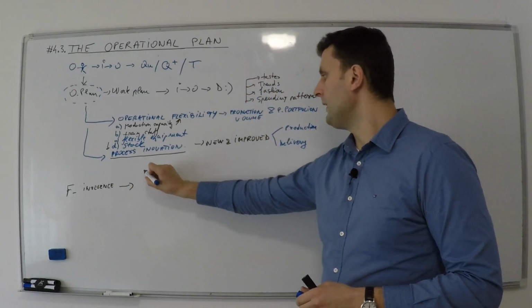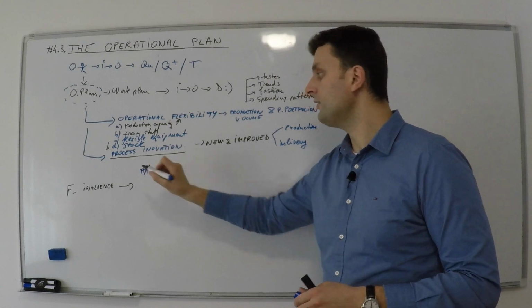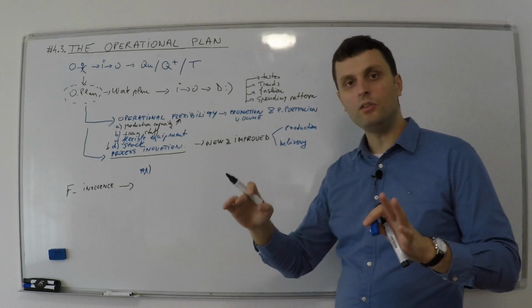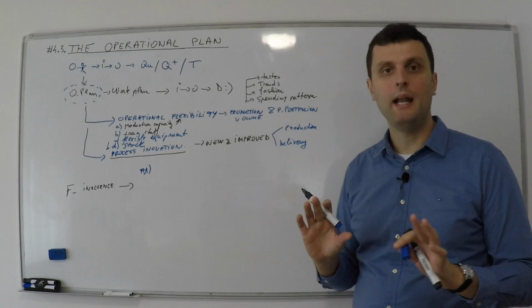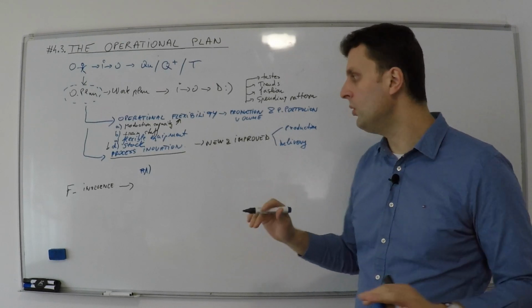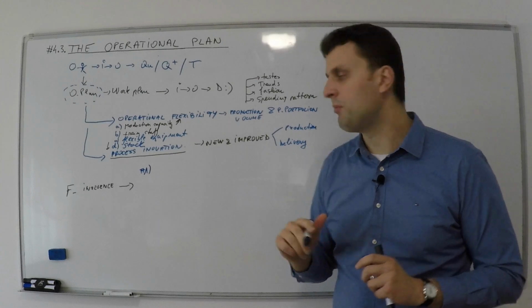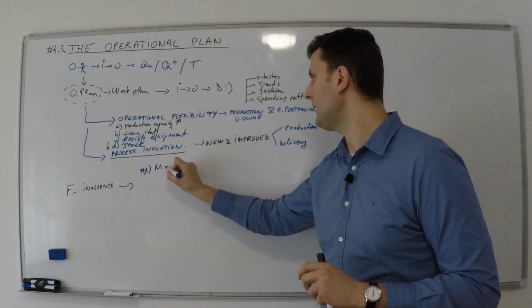Number one is marketing. By the way, this is not a hierarchy. All of these factors that can actually influence our operational plan are equally ranked. So this is just the order that I prefer. So number one would be marketing.